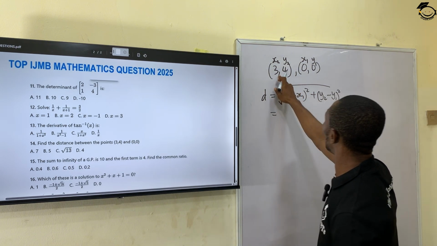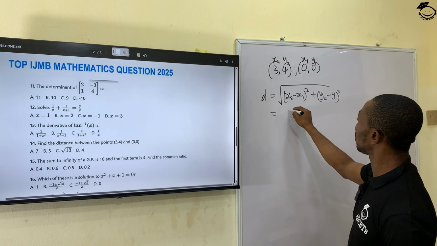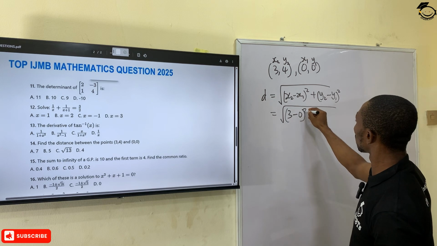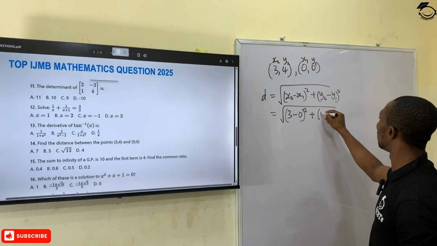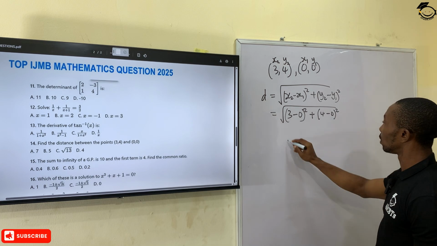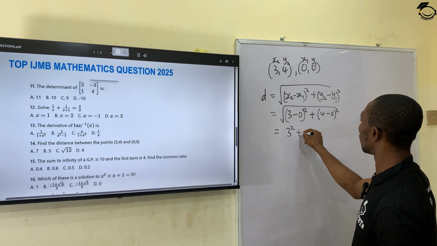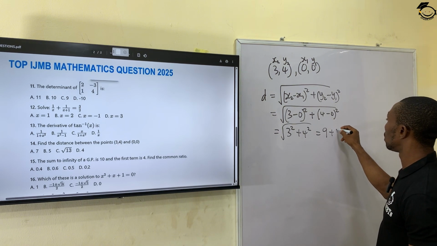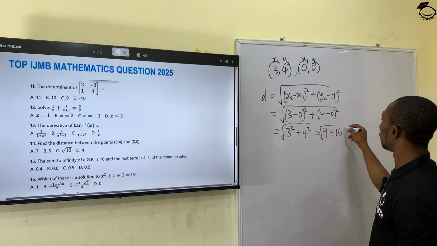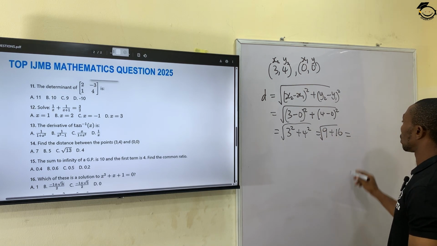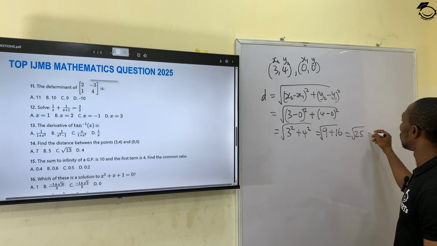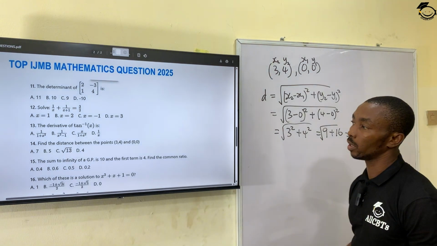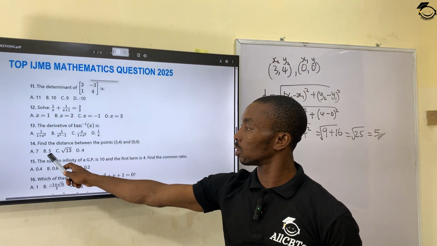So substituting our values here, x2 is 3 minus 0 squared plus 4 minus 0 squared. So this gives us 3 squared plus 4 squared. So 3 squared is 9 plus 4 squared is 16, which gives us 25. So root of 25 will give us 5. So the distance between the points will be 5 units, which is option.